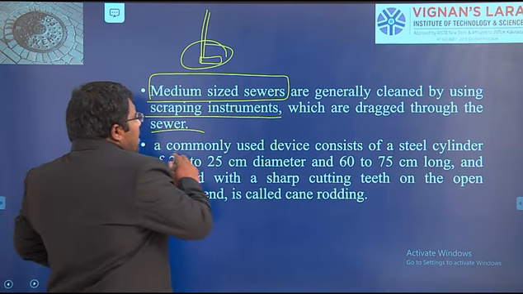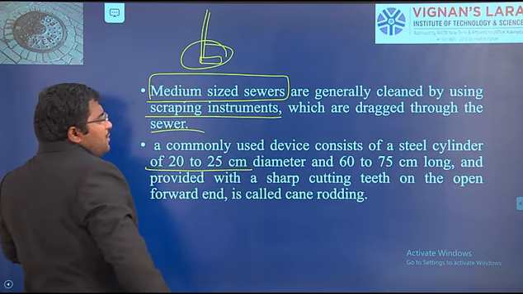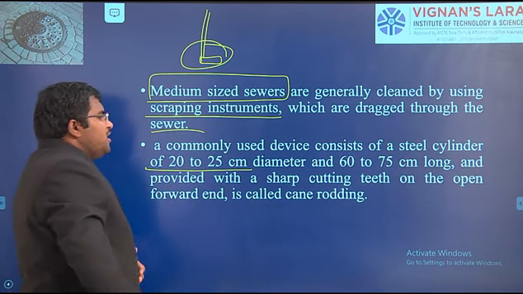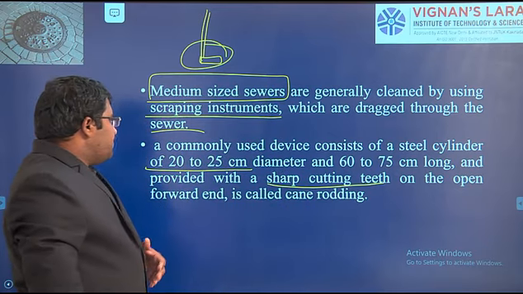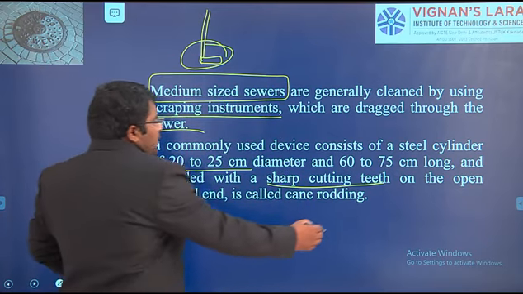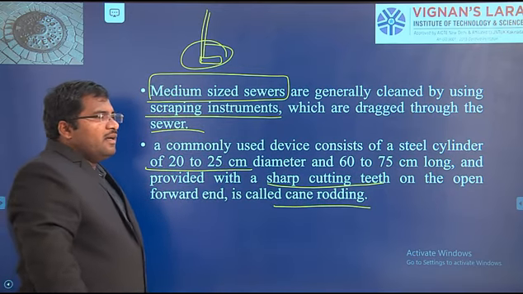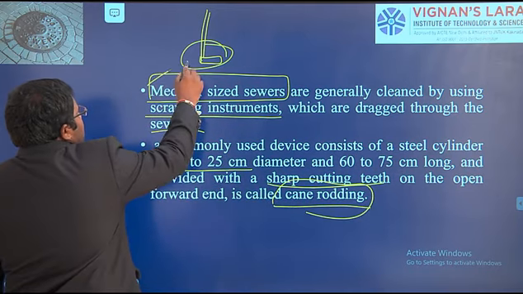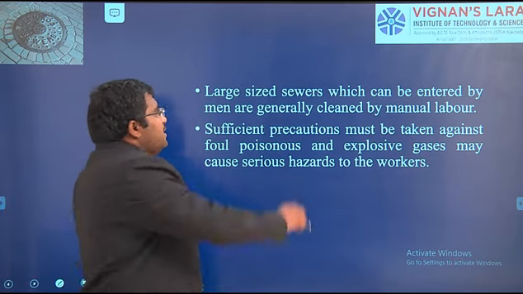to near the manhole. Here a commonly used device consists of 20 to 75 centimeters diameter and 60 to 75 centimeters long. Okay, so it is provided with sharp cutting teeth, right? So that instrument is called cane rodding. That is called cane rodding. So this instrument is used to clean the medium sized sewers. Then we will see how we are going to clean the large sized sewers.